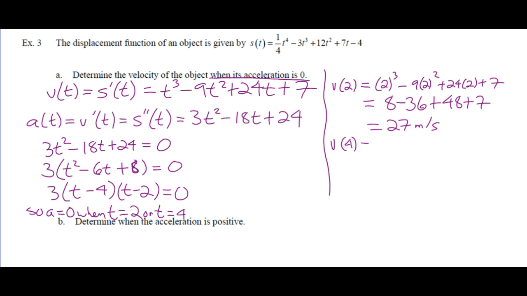And v of 4. 4 cubed minus 9 times 4 squared. That's 24 times 4. 4 cubed, what? 64? 9 times 16, 90 and 50, 144. 80 and 16, so plus 96, plus 7. So what do we got? Like 23 or something? 23? Yeah, 23.